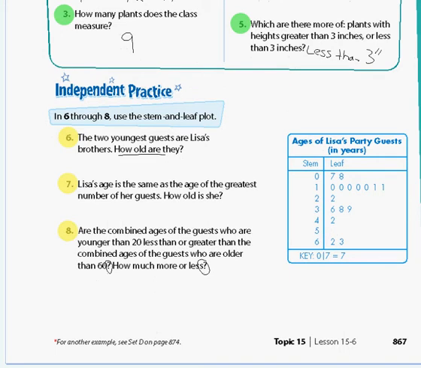Okay, in 6 through 8, use the stem and leaf plot. Okay, and number 6. Okay, the two youngest guests are Lisa's brothers. How old are they? So you're going to list how old her brothers are. Question number 7. Lisa's age is the same as the age of the greatest number of her guests. How old is she?